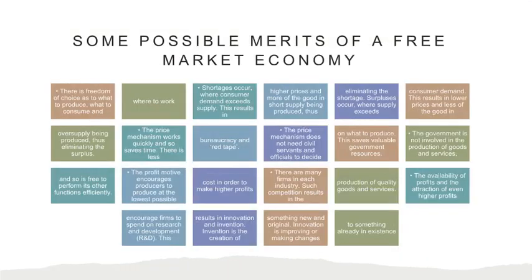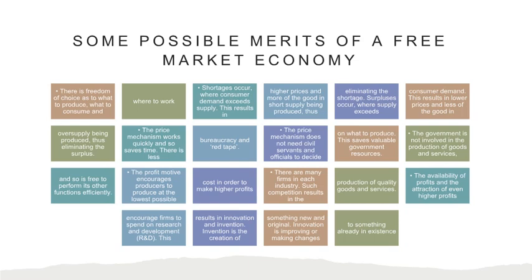Some possible merits of a free market economy are: there is freedom of choice as to what to produce, what to consume and where to work. Shortages occur where consumer demand exceeds supply. This results in higher prices and more of the good in short supply being produced, thus eliminating the shortage. Surpluses occur where supply exceeds consumer demand. This results in lower prices and less of the good in oversupply being produced, thus eliminating the surplus.